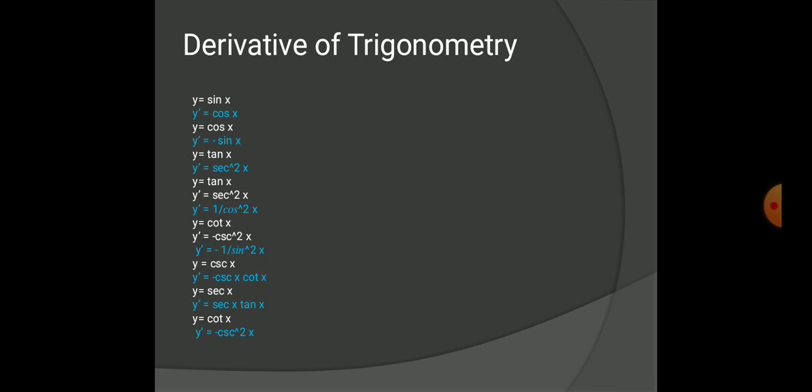to negative cosecant squared x, or negative 1 over sine squared x, and the derivative of cosecant x is negative cosecant x cotangent x, and the derivative of secant x is secant x tan x, and lastly the derivative of cotangent x is equal to negative cosecant squared x.